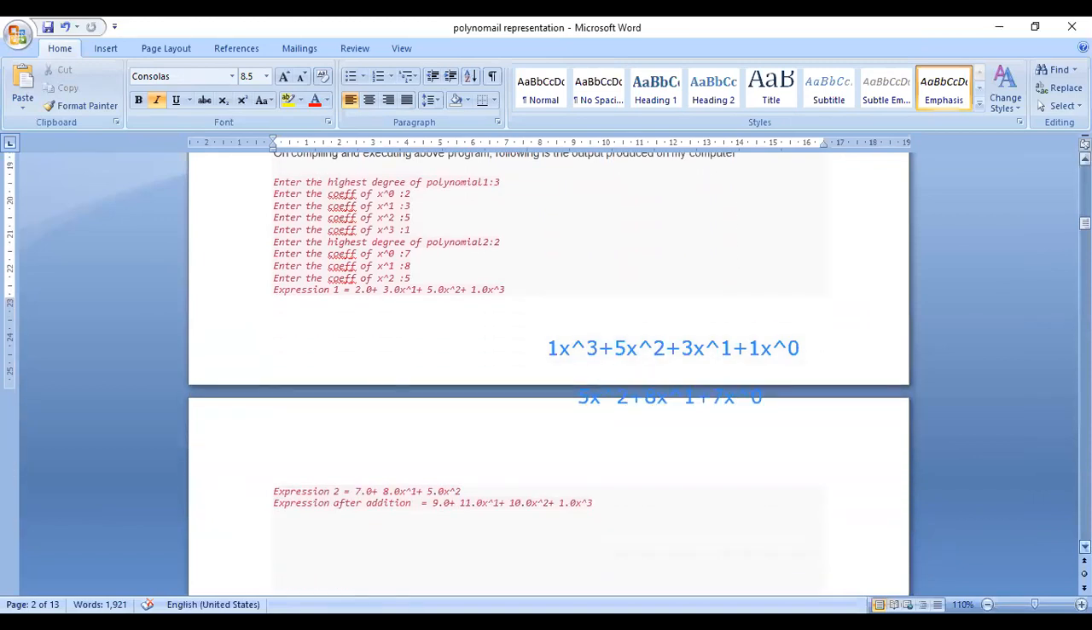So you can see here, 2 into x power 0 plus 3 into x power 1 plus 5 into x power 2 plus 1 into x power 3. So you can see that, 1 into x power 3 plus 2 into x power 2 plus 3 into x power 1 plus 2, I think. Okay.